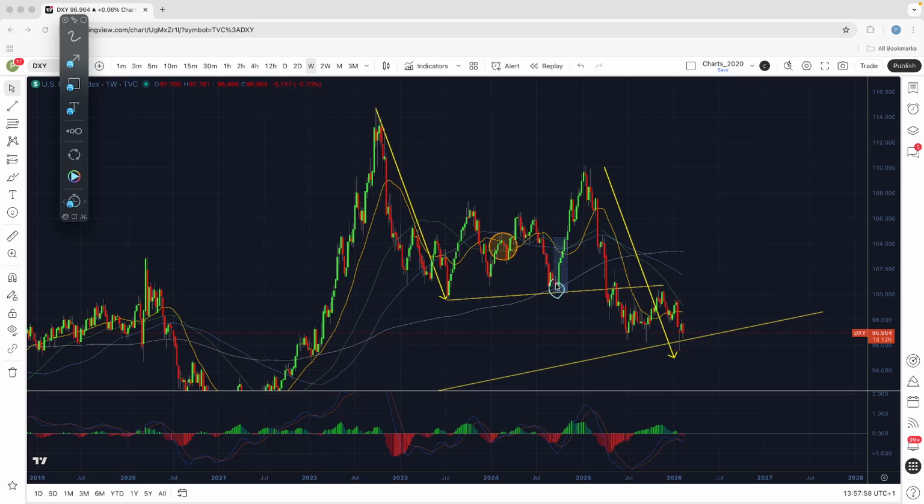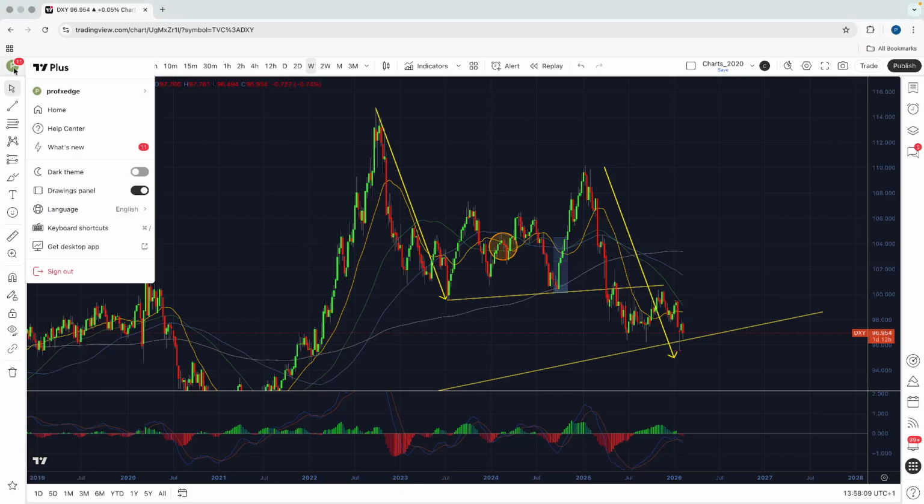So when we were here, which was September 2024, I actually published this analysis, and I can show you. Let me go on my profile real quick so I can show you.